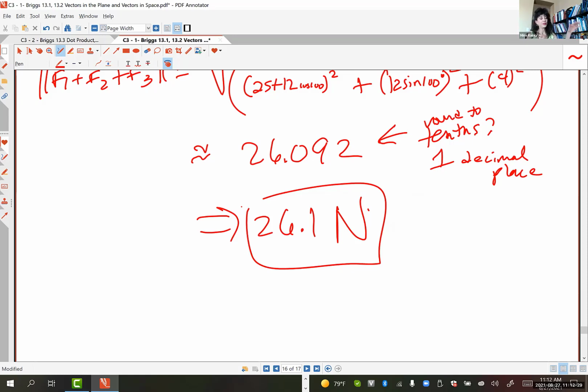Yay! So the resultant force is 26.1 Newton force. And we're done with 13.2. Congratulations, everybody. You now know vectors in space. How do you feel?